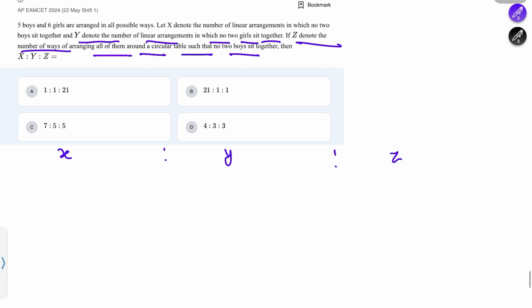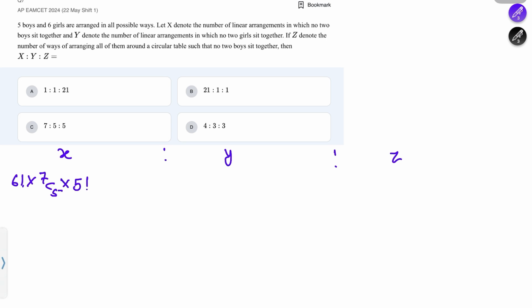Starting with X, given that X denotes the linear arrangement in which no boys sit together. So how to find no boys sitting together? Firstly arrange the girls. How many girls? Six, so arrange them in 6 factorial. How many gaps? 7 gaps. So 7C5, select 5 boys and arrange them, 5 factorial, that is X. Okay, that is a very easy process.